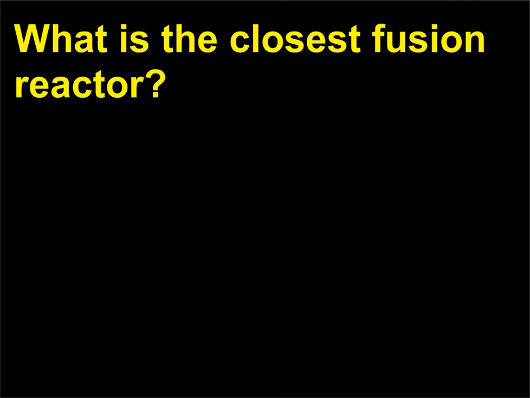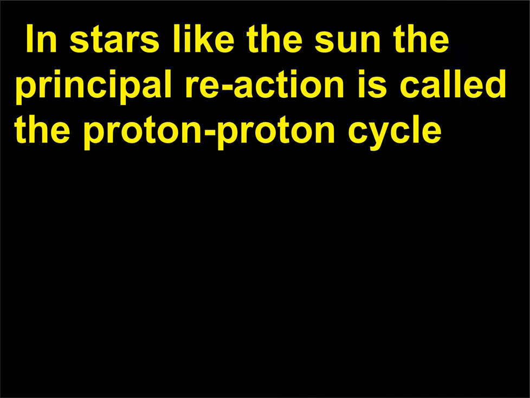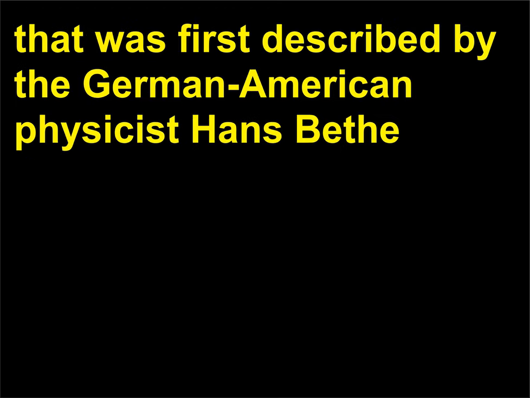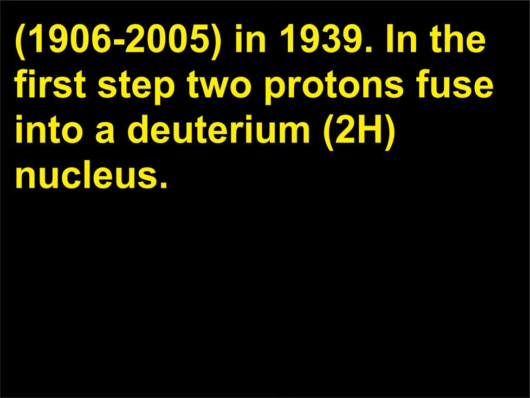What is the closest fusion reactor? The Sun. In stars like the Sun, the principal reaction is called the proton-proton cycle. That was first described by the German-American physicist Hans Bethe, 1906-2005, in 1939. In the first step, two protons fuse into a deuterium, 2H, nucleus.